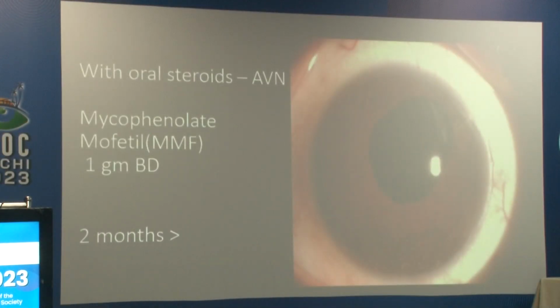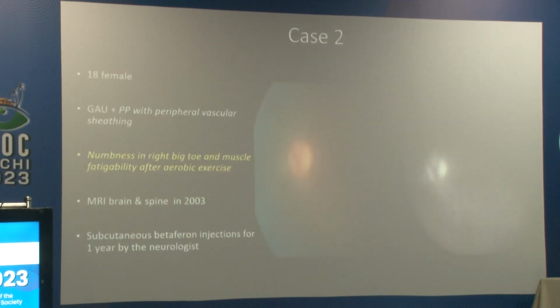We treated with oral steroids, but she developed avascular necrosis of the hip, so she had to be switched to mycophenolate mofetil 1 gram BD as a steroid sparing agent, and in 2 months she shows good response. This is another case, an 18-year-old female who presented with granulomatous anterior uveitis and pars planitis with peripheral vascular sheathing. In this particular case, she had neurological symptoms like numbness in the right big toe and muscle fatigability after aerobic exercise, which is Uthoff's phenomenon.